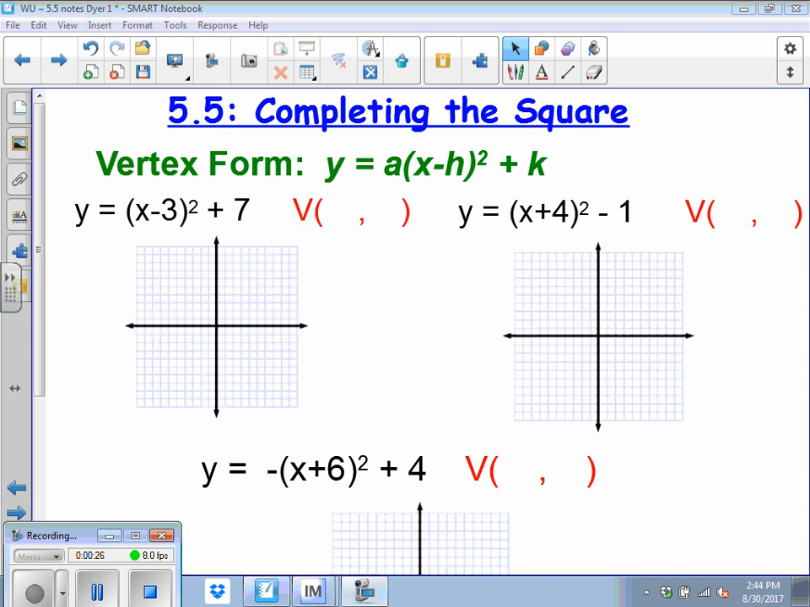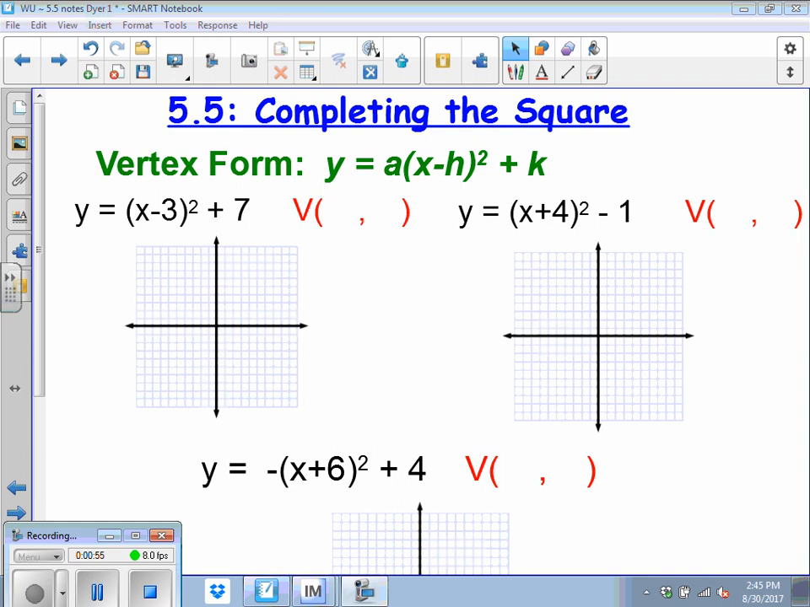Y equals a times, you have a binomial squared, x plus or minus some number, parentheses squared, and then plus or minus a constant. Okay? That's vertex form. Our goal is to take any type of quadratic equation, which just means the highest power is 2, and look at it and manipulate it to be able to tell what the vertex is.